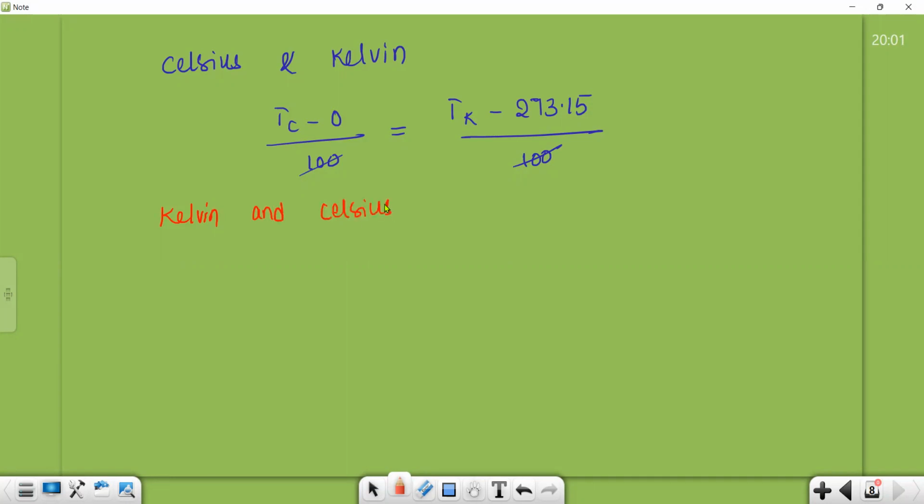So from this we can tell that Kelvin and Celsius never coincide. We have to remember only two values. One is Celsius and Fahrenheit, which is minus 40. Other is Kelvin and Fahrenheit, which is 574.6.